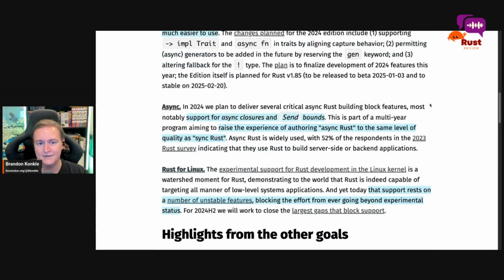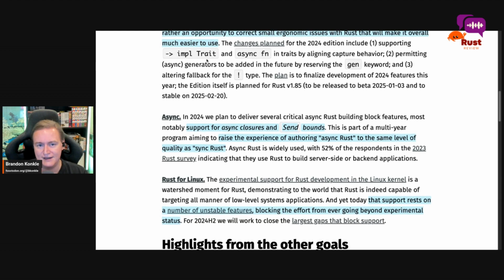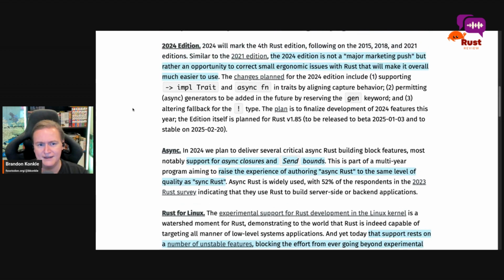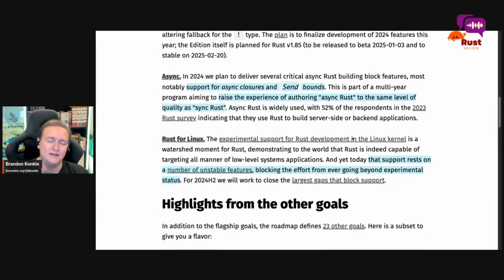They talk about some interesting things. So they're going to support impl-trait and async functions in traits, which has been supported with a shim right now. So it'll be nice to see that stabilize. There's also some work to reserve the gen keyword so that we can start to get async generators in the future. That's interesting. Generators is a big feature in other language ecosystems that has been absent in Rust. So I'm excited to see that move forward. And then also some changes around the never type, the exclamation point type. So there's good reasons behind that, I think.